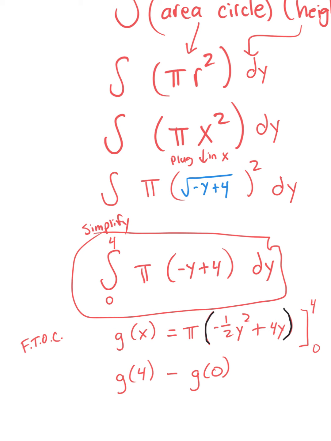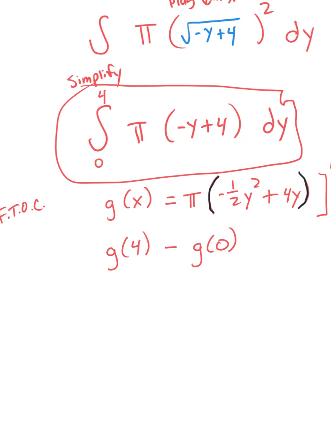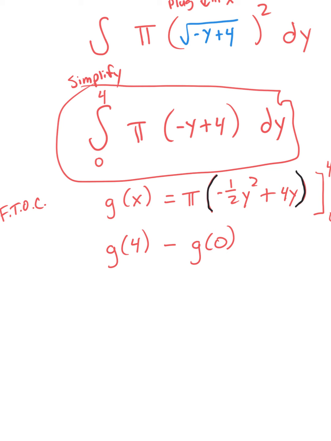I would put your equation, with the parentheses, into y equals and use your calculator table. When I plug in 4, I get 25.13, and when you plug in 0, you get 0. So our volume is 25.13 units cubed.